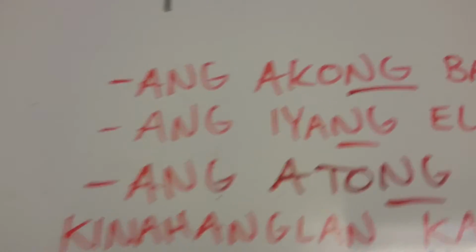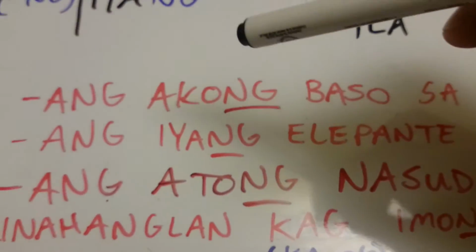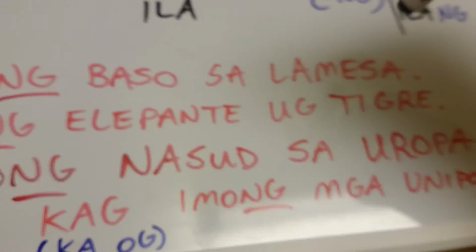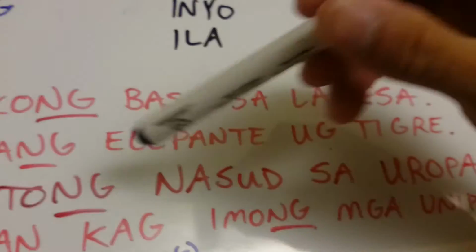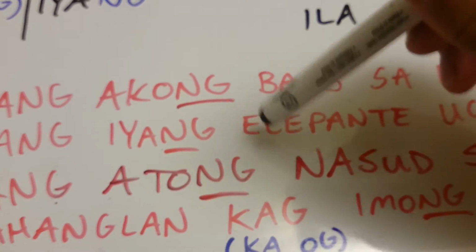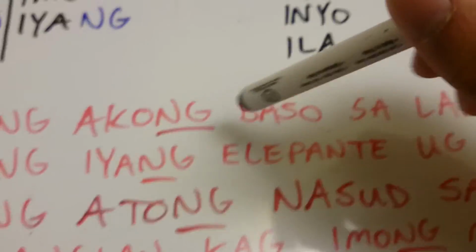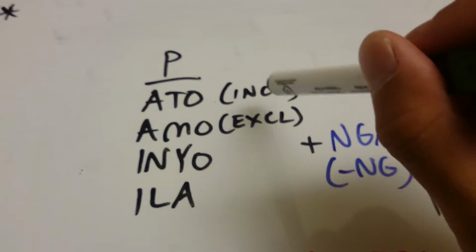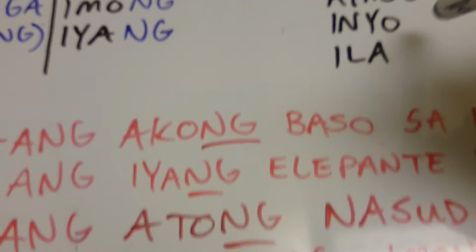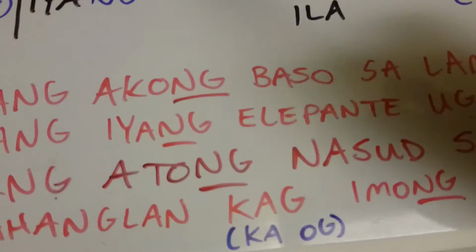And then the third sentence, ang atong nasud sa Europa, which means our country in Europe. So again, this ng ending with ato is the inclusive we, so it's our, including you, the listener. So it's everybody. Ang atong nasud sa Europa.